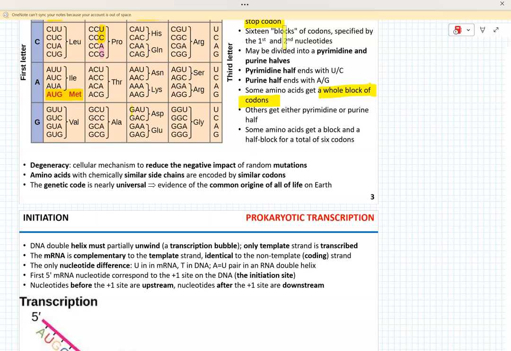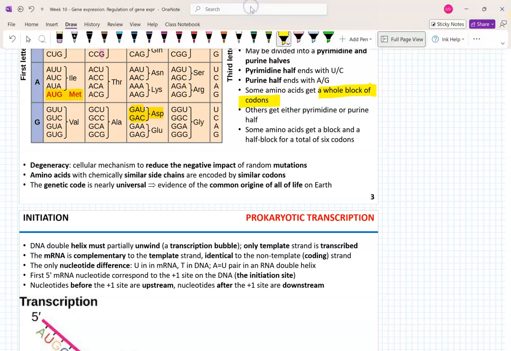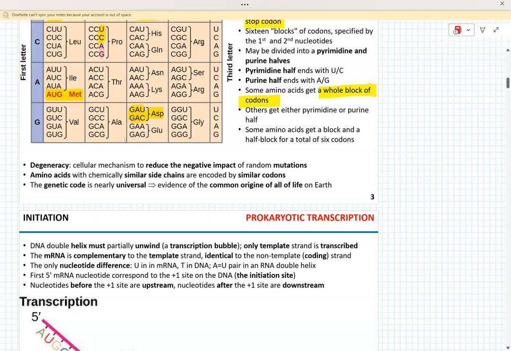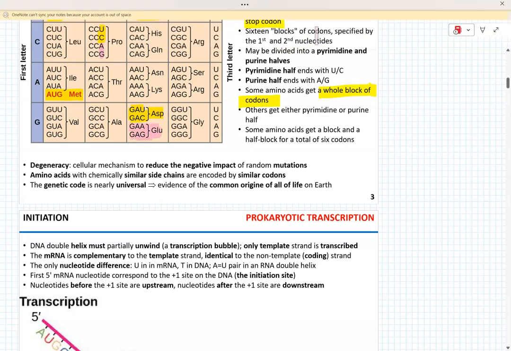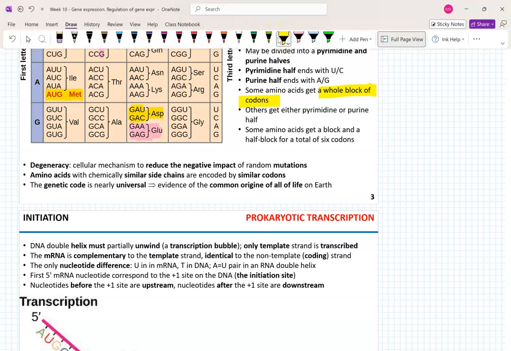For example, aspartate and glutamate, or glutamic acid, are encoded by codons which are very similar and differ only in their third letter. Therefore, if there is a mutation in the third letter, aspartate would be replaced by glutamate or vice versa, which is not particularly detrimental for the protein.